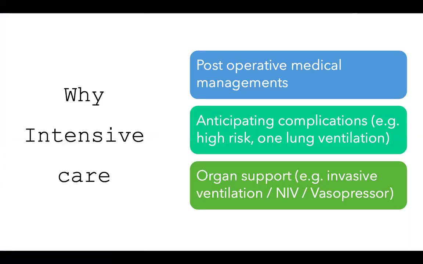These patients come to intensive care for post-operative medical management. They come to ICU preemptively if they have anticipated complications, like high-risk patients with a lot of comorbidities, or may undergo one lung ventilation, when they're anticipating any postoperative complication, or if these patients require organ support in the immediate postoperative period, like invasive or non-invasive ventilation or vasopressor support.